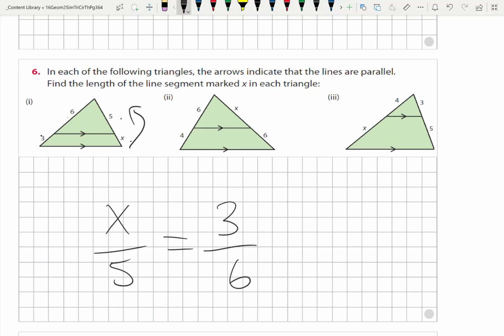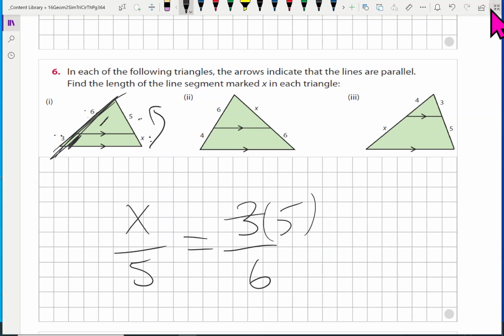Essentially the transversal is cutting internally and externally as 3 is to 6. And that 3 is to 6 has to be the same as this x over 5, even though this is going at a different angle. I hope it makes sense. Anyway, then what happens is the 5 comes up.